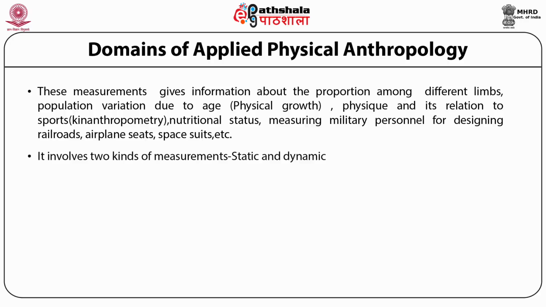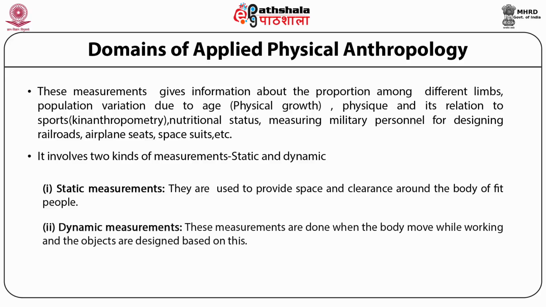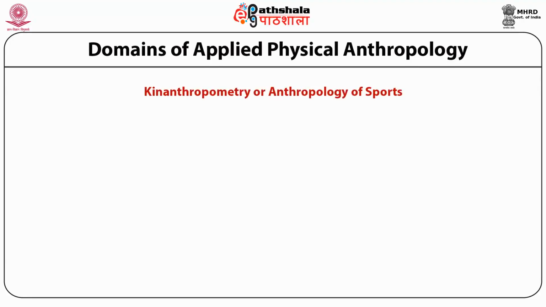It is divided into dynamic and static measurements. Static measurements are used to provide space and clearance around the body of fit people. In applied anthropometry, dynamic measurements are more important because the measurements are done when the body moves while working, and objects are designed based on this. Kin anthropometry or anthropology of sports.